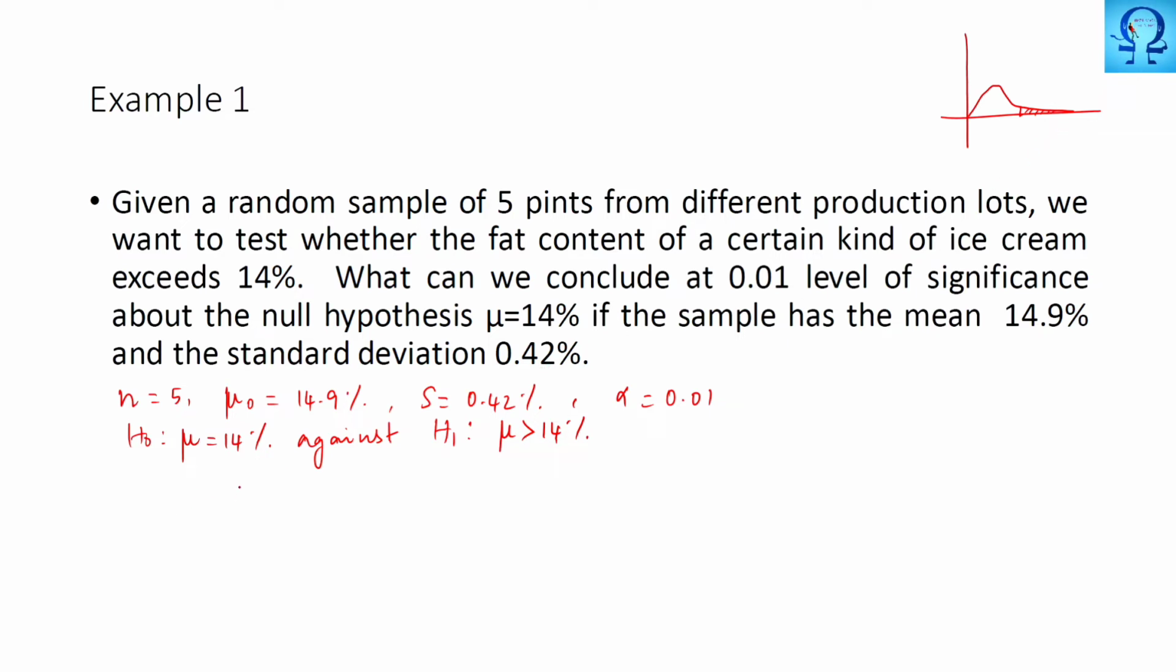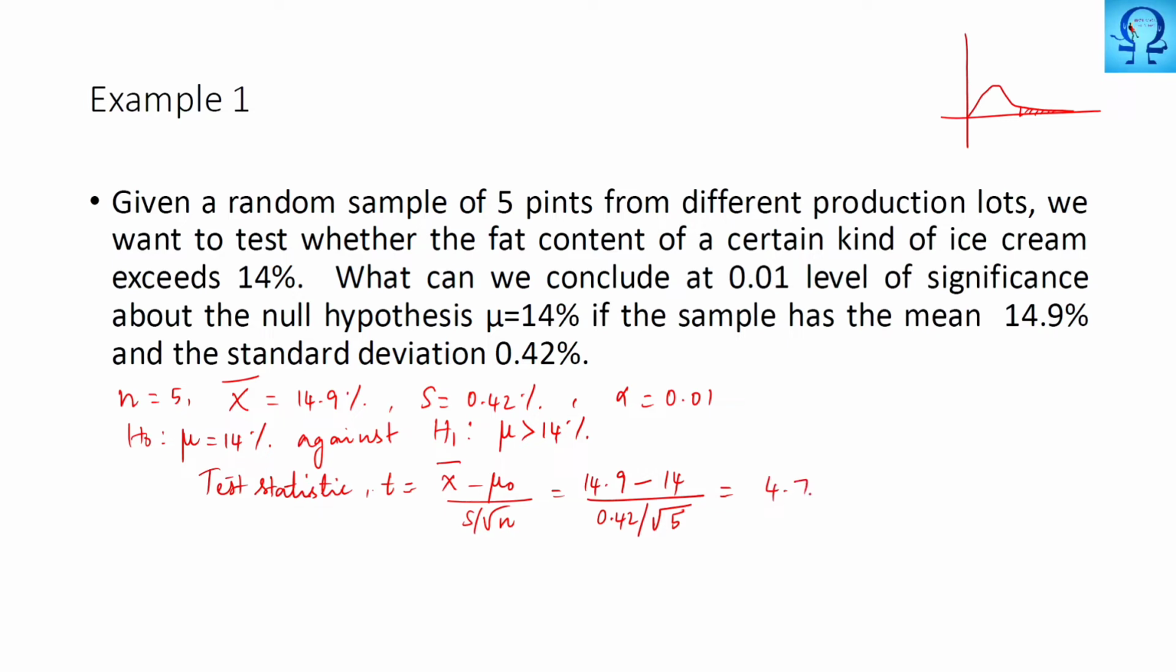Now we will have to use the test statistic. The test statistic t is x bar minus mu naught upon s upon root n, isn't it? Here x bar is the sample mean. So it is 14.9 minus 14, which is the value we are testing, divided by 0.42 upon root 5. When you perform the calculation, you get 4.791.